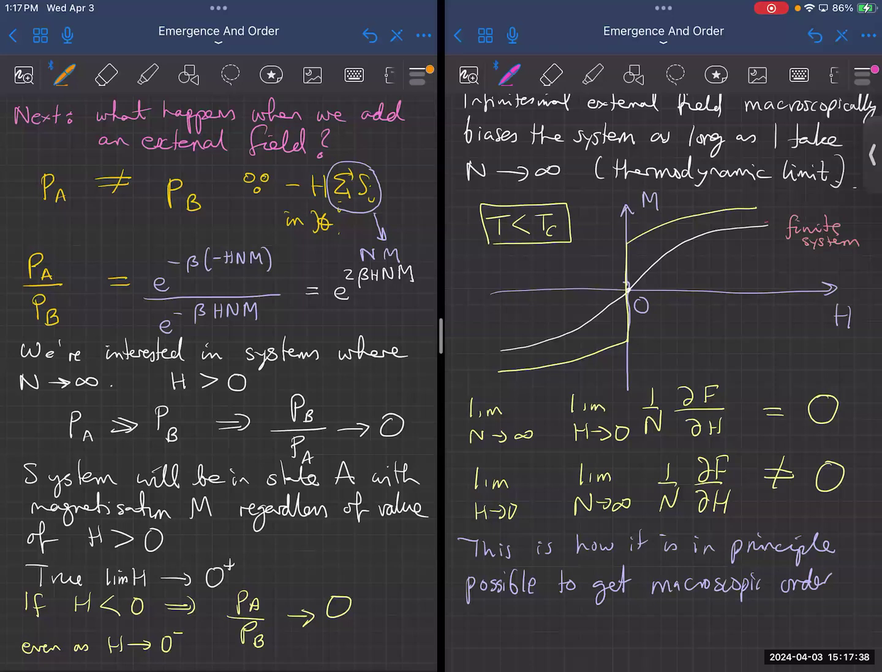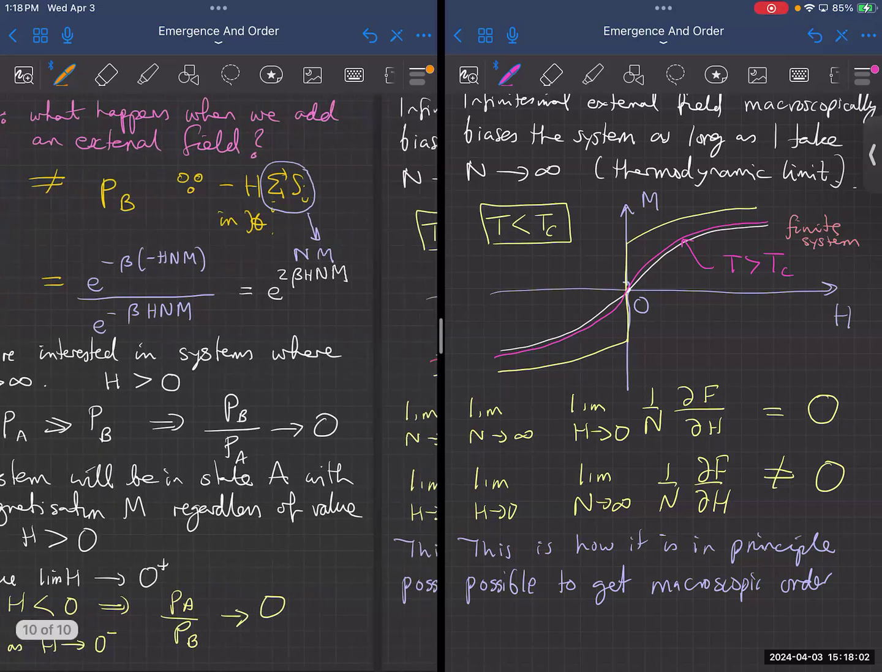That as I take the system to be infinity, it can also just follow this pink line. And that pink line would be what happens when the temperature is greater than Tc. So this possibility is one that is consistent with all the analytic properties of the system. And this is how it's possible to have spontaneous symmetry breaking.